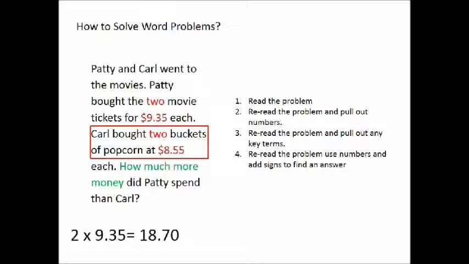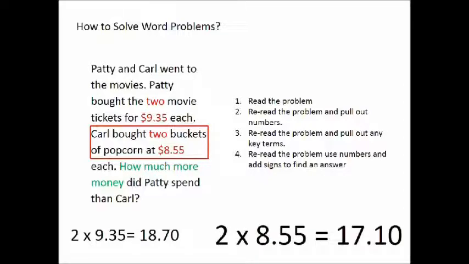Now, when we were reading through it, sorry, can't speak today, bought 2 buckets of popcorn. So you bought 2 at $8.55. Same thing as the other one. It's repeated addition or multiplication. So we put our multiplication sign in there. So now that we have our multiplication sign, it'll be $17.10.